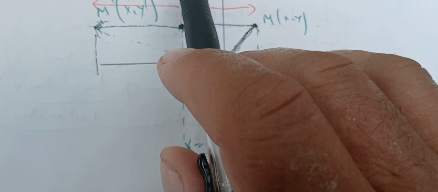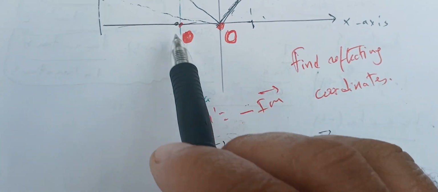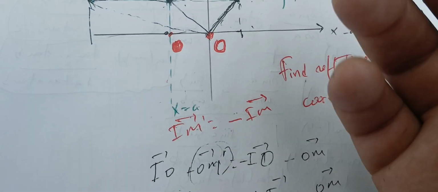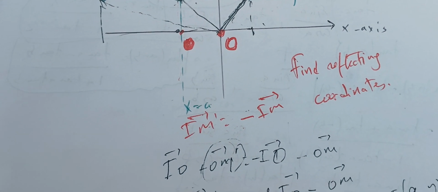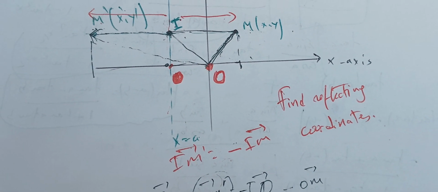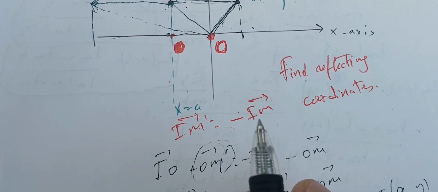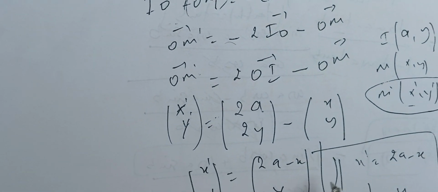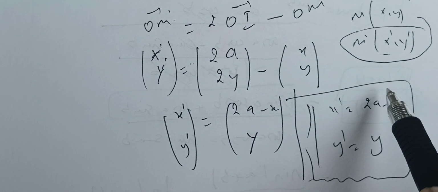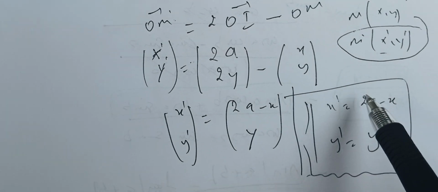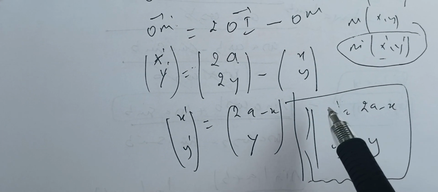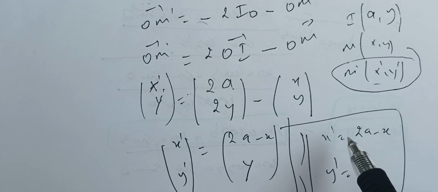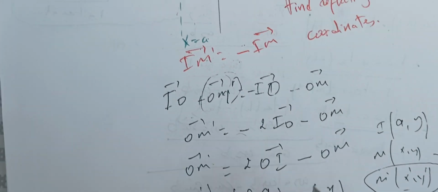The line here, y or x equals a. I'm used to y, that's why I say y, but it's x equals a. So the key is that if we know the coordinates of x and y, and we know the line, we can easily find x prime, y prime. So we can see this as a reflection.